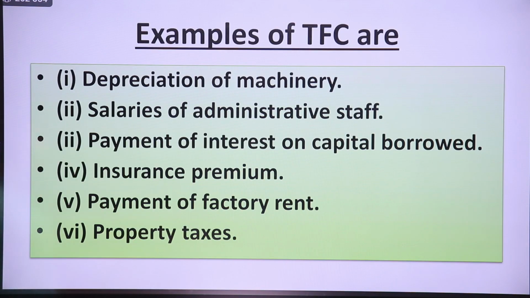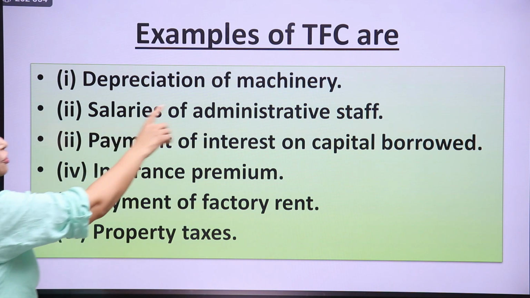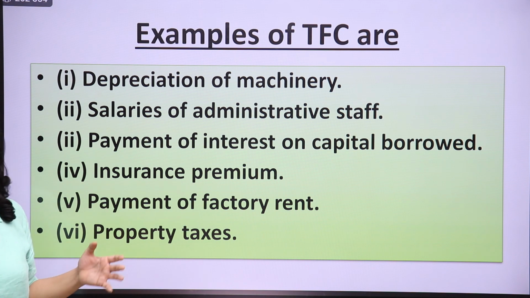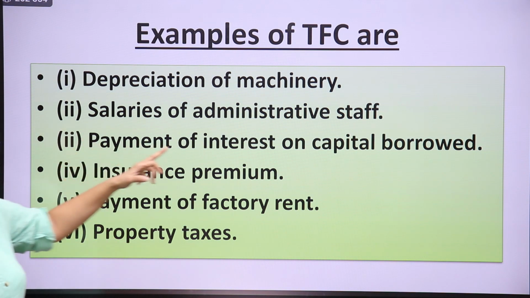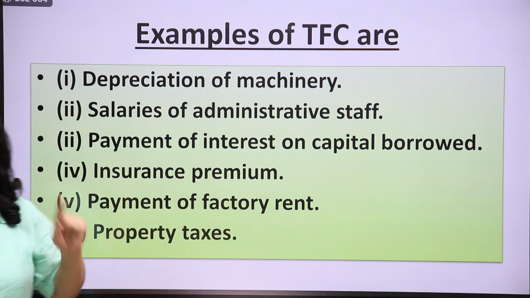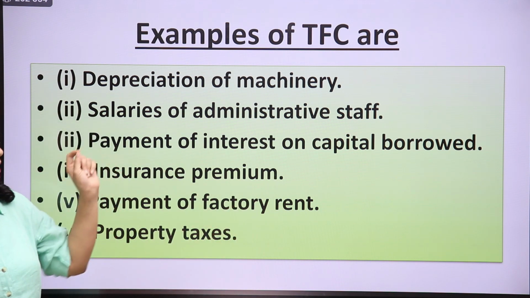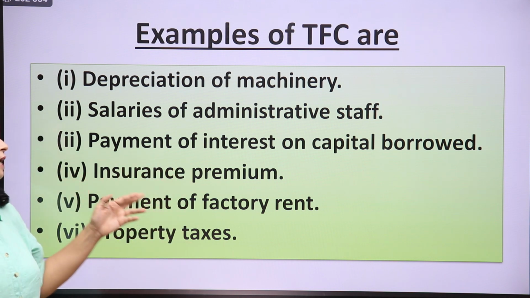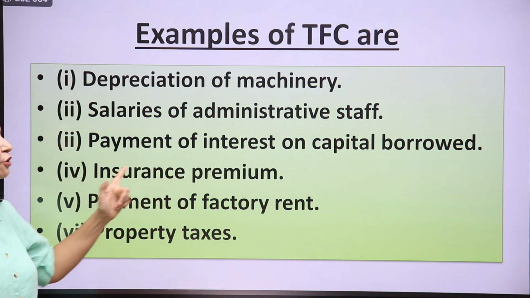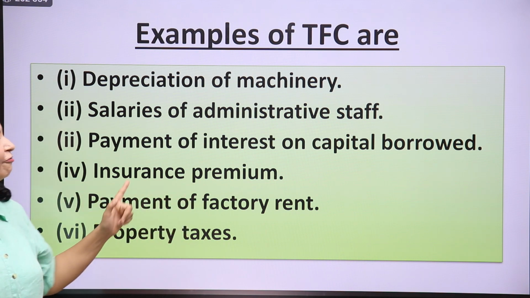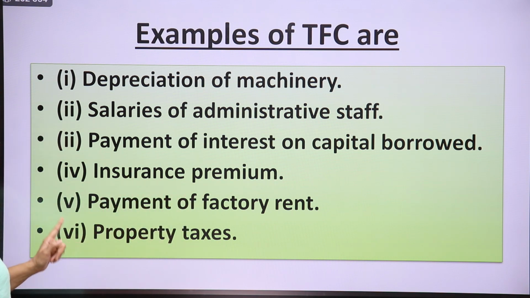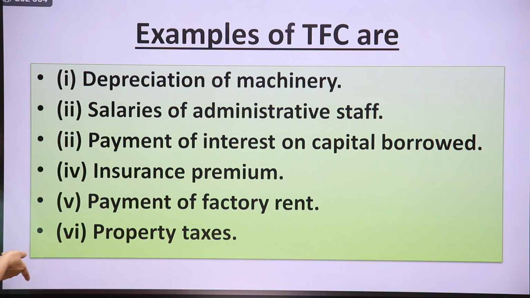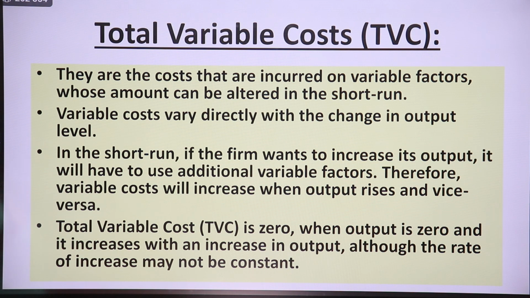Then examples of total fixed costs are depreciation of machinery, salaries of administrative staff, just like managers, CEOs, and other higher officials, then payment of interest and capital borrowed. If you take some loan from a bank, then you will have to pay the principal amount and some interest on a per month basis. Then insurance premium has to be paid, factory rent has to be paid on a per month basis, and property taxes have to be paid on a per month basis to authorities. These all are fixed costs.